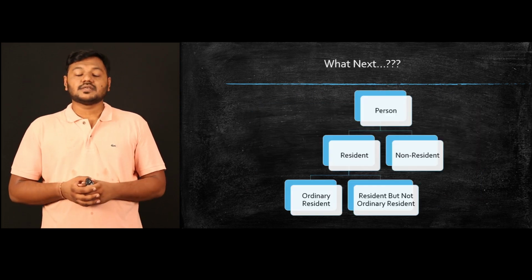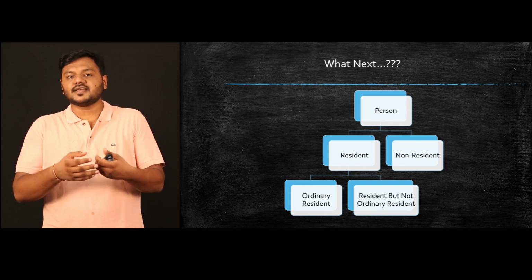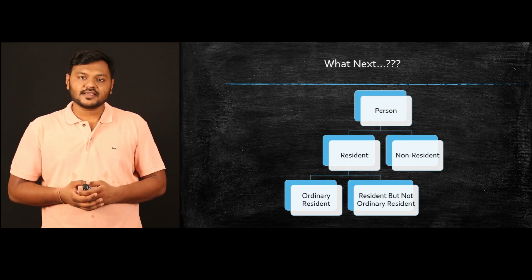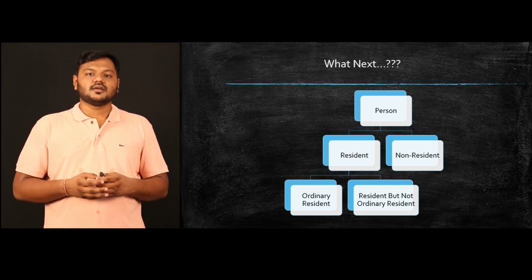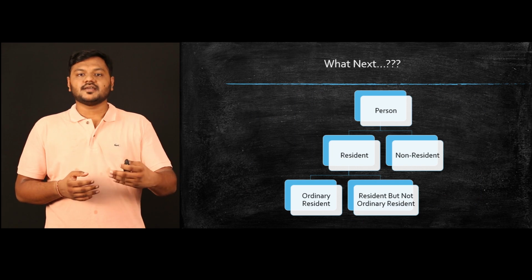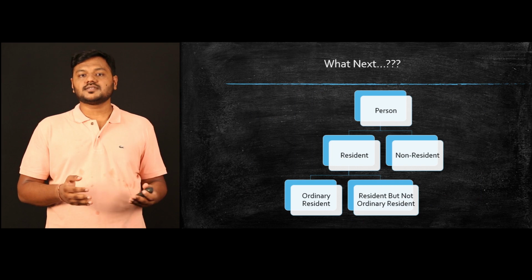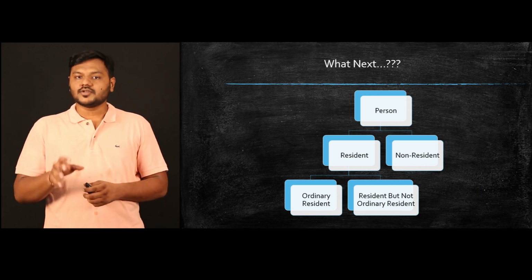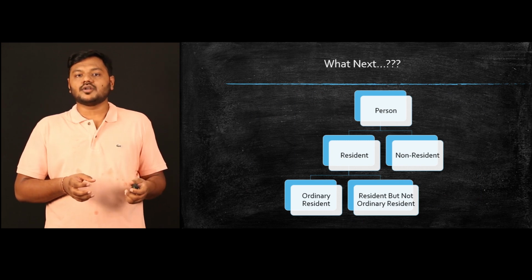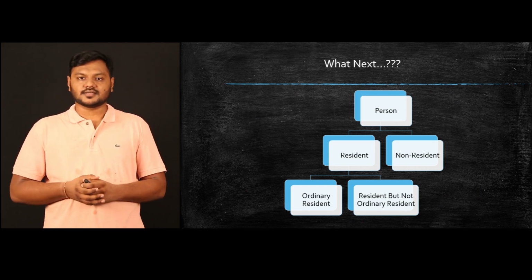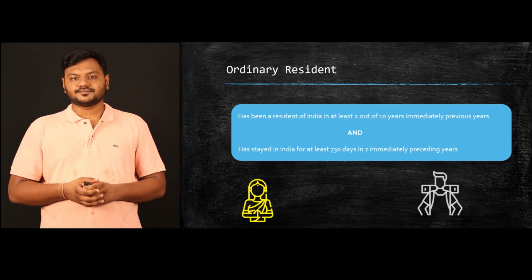What's next? Let's say the status of a person is considered as a resident. Now in that case also, there are two sub-conditions. There are two more statuses. If a person is a resident, he can be either an ordinary resident or a person who is not an ordinary resident. So even though you are a resident, after that you need to see whether you are an ordinary resident or a resident but not an ordinary resident. And what are the conditions for those? So here are the conditions for those.